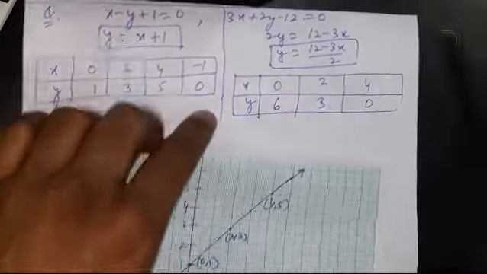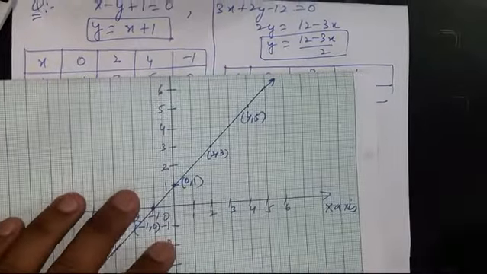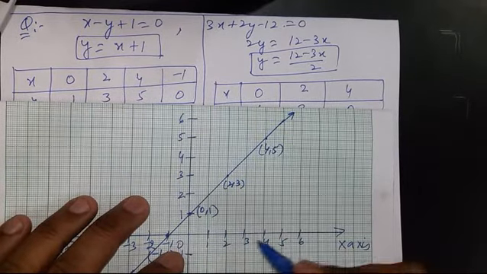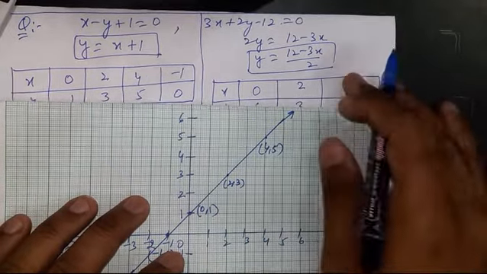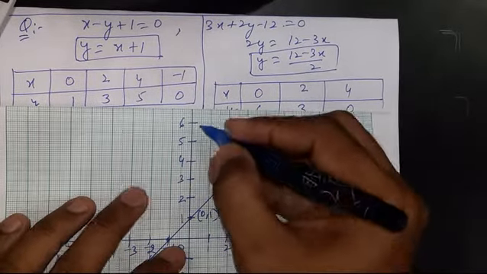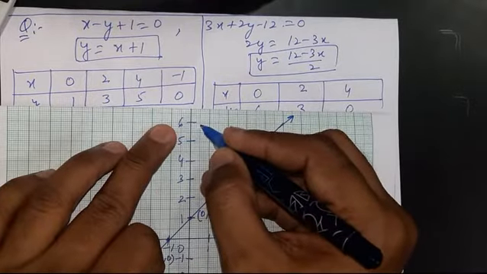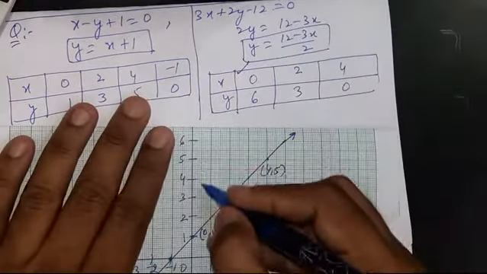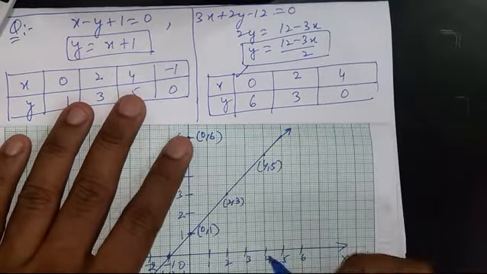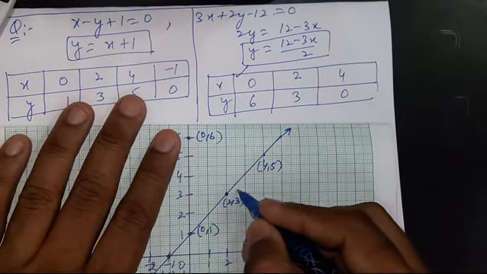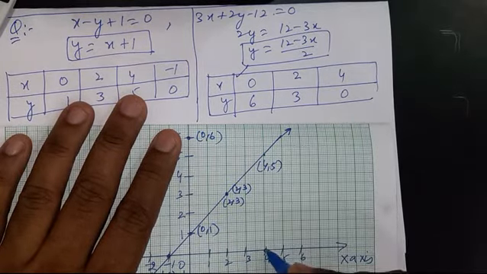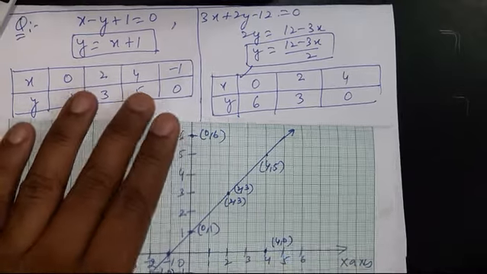Similarly, you can draw the second line, of the second equation, in the very same graph. First of all, 0 and 6 you can have here. As you can see, this is 0 and 6. Then 2 and 3, this is the common point, as you can see here. Then 4 and 0: 4 is on the x-axis and 0 on the y-axis.